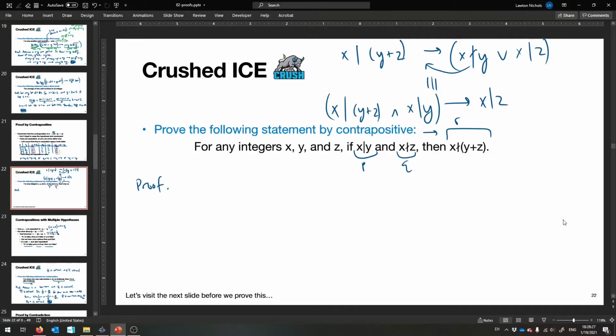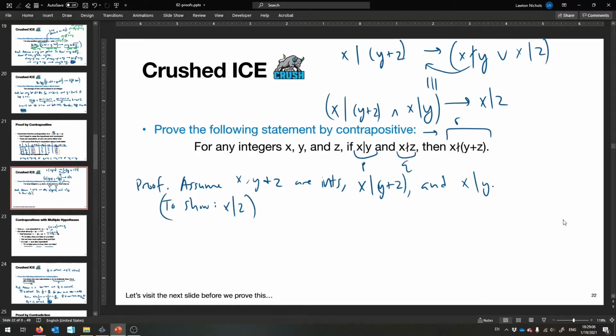Are we ready? So we're going to assume that we have integers x, y, and z now. X, y, and z are ints. And we're also going to assume all of this, okay? Assume that x divides y plus z. And now I could say and x divides y. So what we would like to show is x divides z. It's like a little comment to ourselves there.